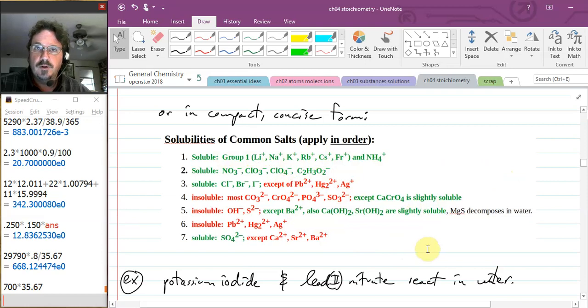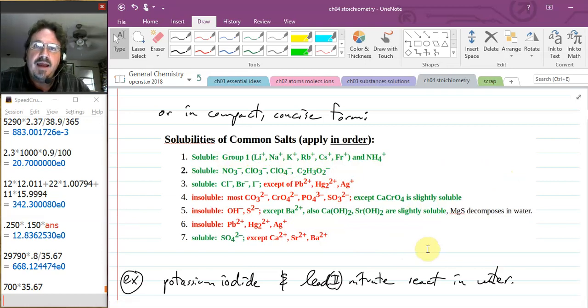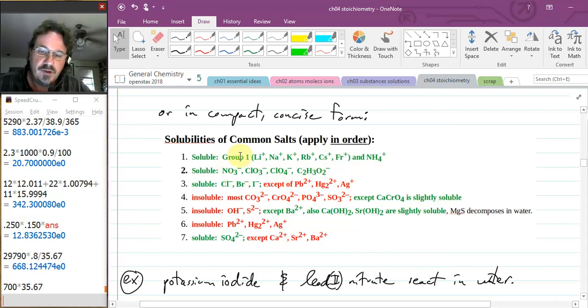Let's say I had sodium chloride, table salt. We all know that table salt does dissolve just fine in water. NaCl, so it's a sodium and a chloride. I would go to the solubility rules. Anything in group 1, including Na plus 1, is soluble. So there we go, I found my first rule that applies. Sodium chloride is soluble.